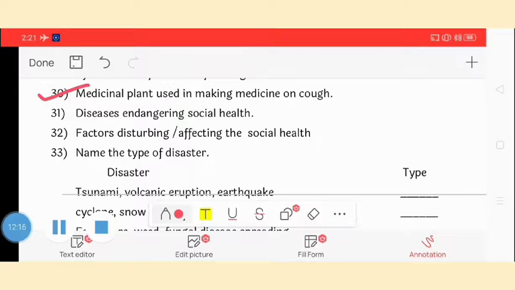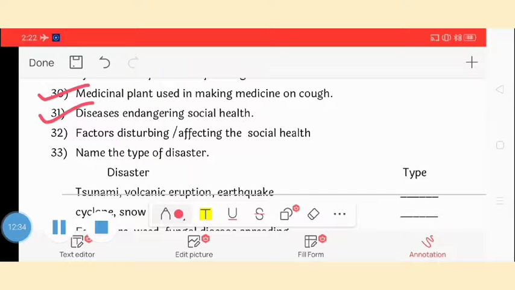31st question: Diseases endangering social health. Which diseases are endangering social health? The answer is AIDS, leprosy, TB, etc.